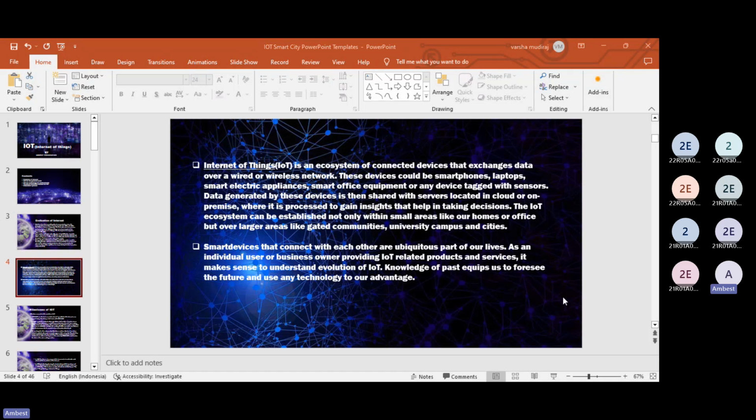Okay, then. It has been connected to a habitual part of our daily life, and it is related to products and services, like I have mentioned before. It makes sense to understand the evolution of IoT and the knowledge of past equipment to forecast the future. Like I have mentioned, it was not built in the earlier stages this fast.